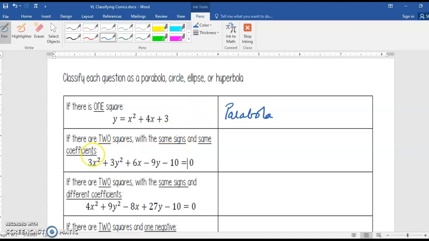And then all the others will have squares on both x and y. So that's where we have to differentiate between each of them. Here, if you see that there is a square on x, there is a square on y, that it's positive here, and if the coefficients are the same, so that is what you have to watch out for. If the coefficients are the same, then it is going to be a circle. Okay, it's going to be our circle.